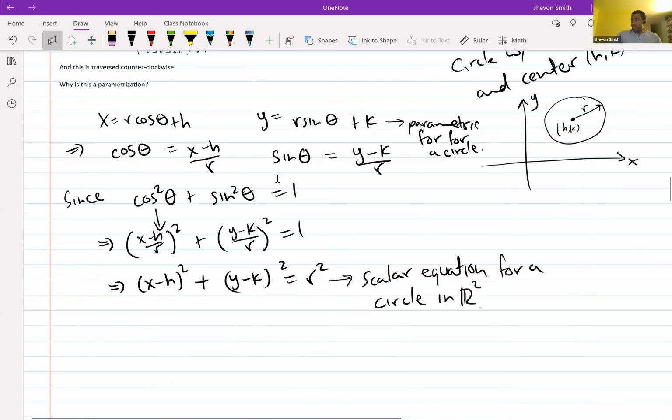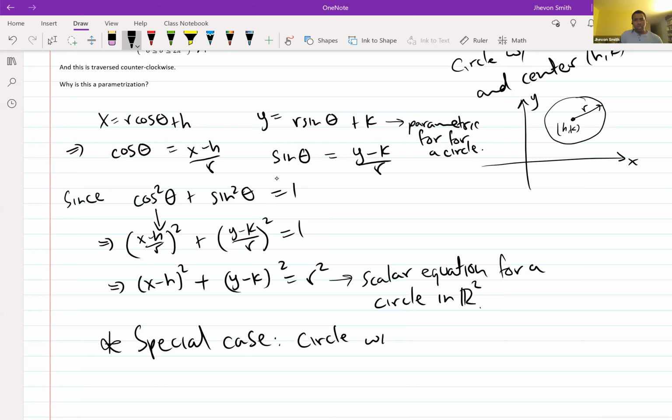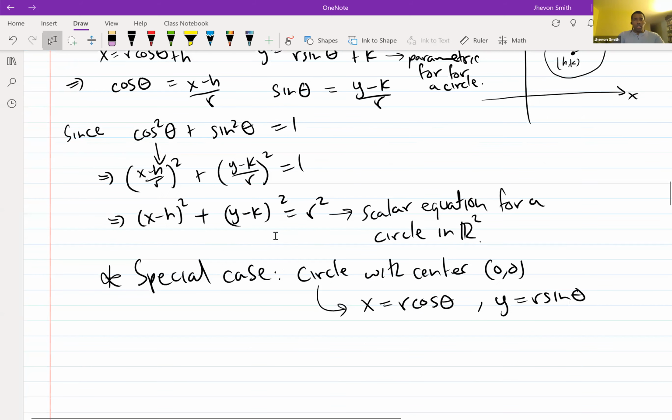Now, of course, there's a special case here, which we'll talk about more in future lectures: a circle with center at the origin. Of course, we can just think of that as x equals r cosine theta, and y as r sine theta. And that would be a set of parametric equations that would describe a circle of radius r centered at the origin. So that might be a special case that we want to look out for.